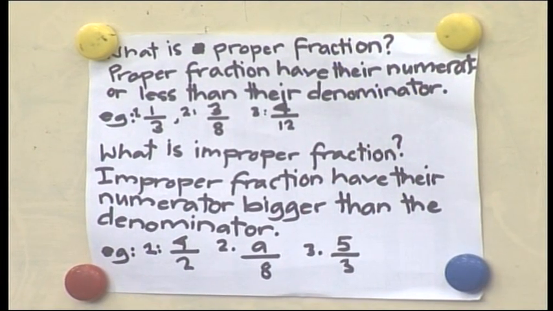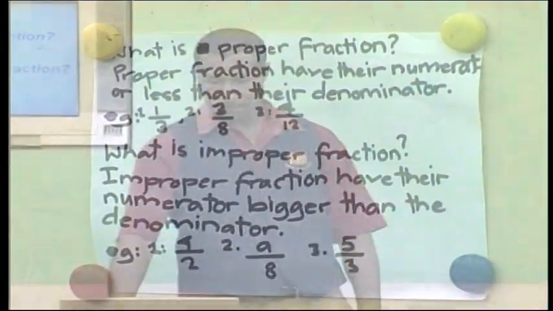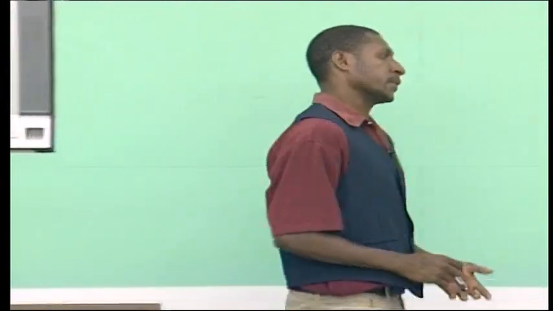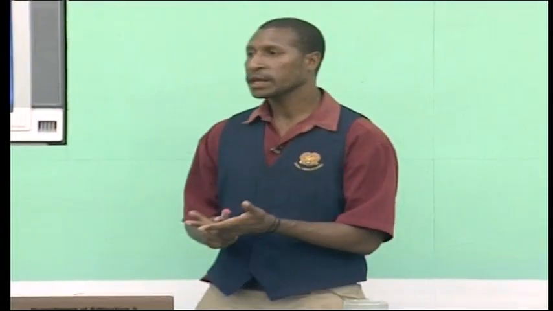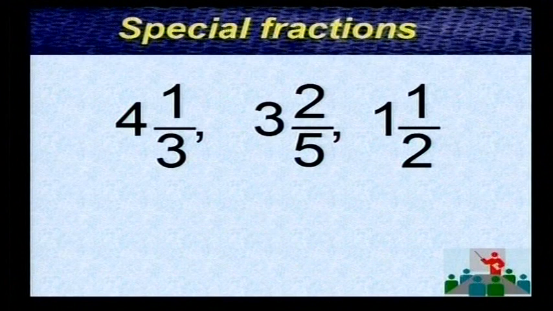Now receiving students in 7E, we have our first practical learning activity. We have also other examples of fractions which are not mentioned. We know what proper fractions are, and we know what improper fractions are. Now, receiving students, on the screen I have some special fractions which I would like you to identify the name of. What do we call these special fractions which are given on the screen?